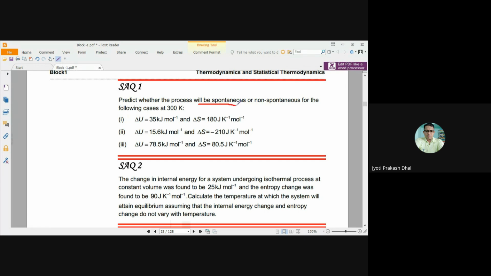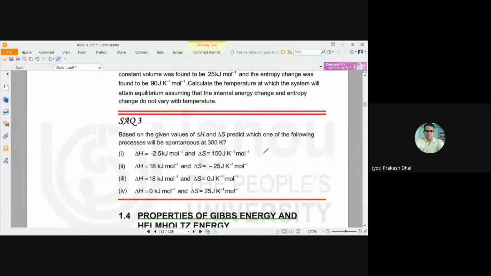Predict whether the system will be spontaneous or non-spontaneous from the following cases at 300 Kelvin. So here the question is to predict whether the process will be spontaneous or non-spontaneous. Here the value of delta U is given, delta S is given, and the temperature is given. You have to find delta A equals delta U minus T delta S. If the value of delta A is negative, the process will be spontaneous. If the value of delta A is 0, the process will be at equilibrium. And if the value of delta A is positive, the process will be non-spontaneous. So you can find out the values.